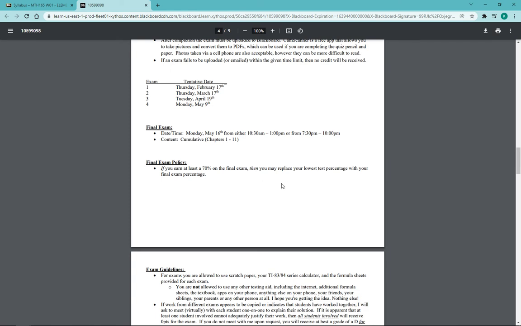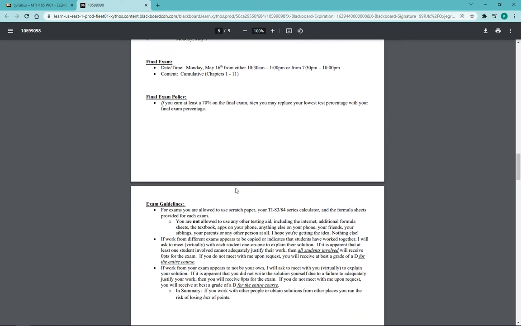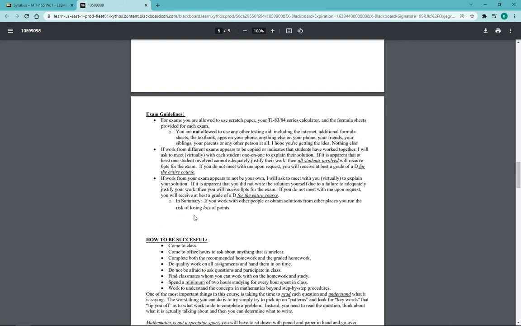You'll note that there is a final exam policy that will allow you to improve your grade at the end of the semester. And I have a whole bunch of exam guidelines. So again, please make sure you read over these. This is what that academic dishonesty survey is going to be asking about. Do you actually understand these policies so you know what you're in for?